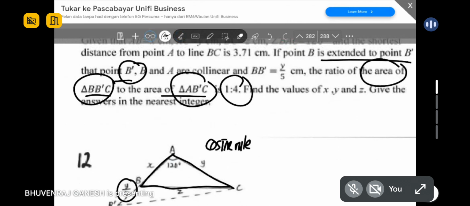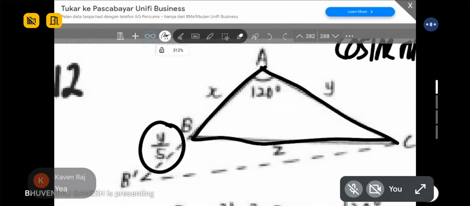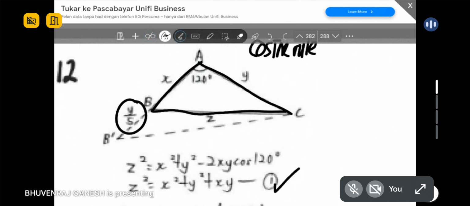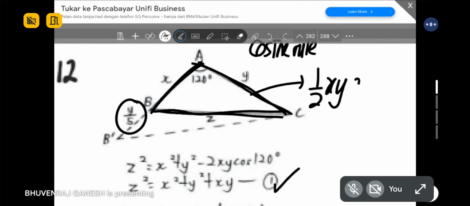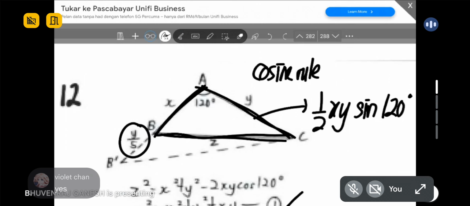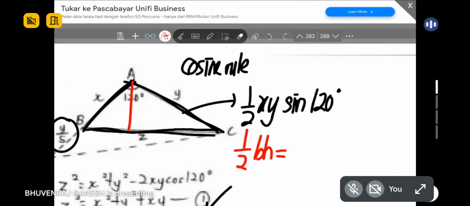So area, half AB sin C, kan? So BB prime is Y over 5. So you can actually form the area. You can find the area of this triangle, half XY sin 120. Am I right? Half AB sin C formula. And then you can also find the area of this other triangle, but with a different formula: half times base times height. Correct, guys? Setengah kali tapak kali tinggi. So half times 3.71, tadi sudah bagi, and your tapak is Z, right?